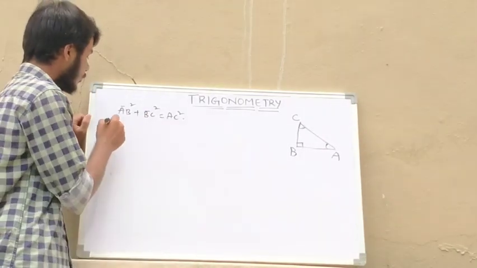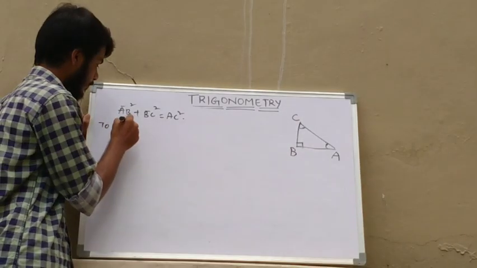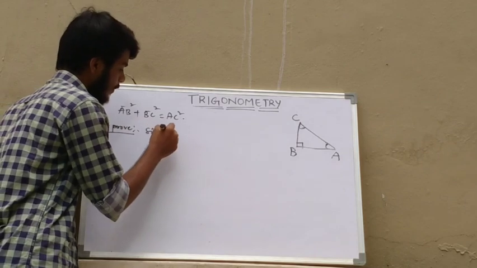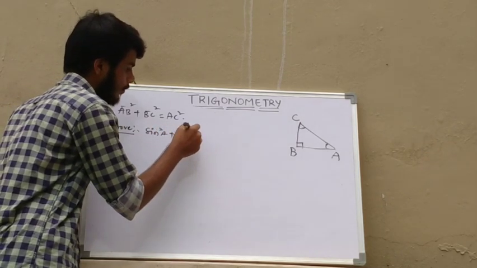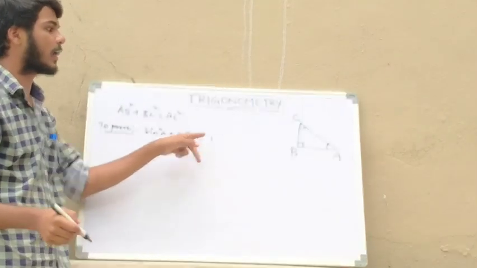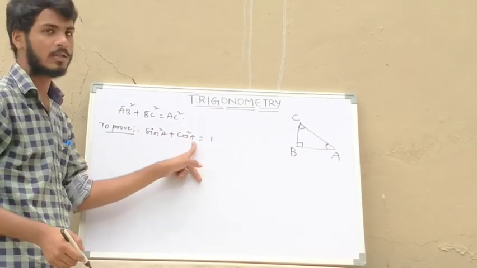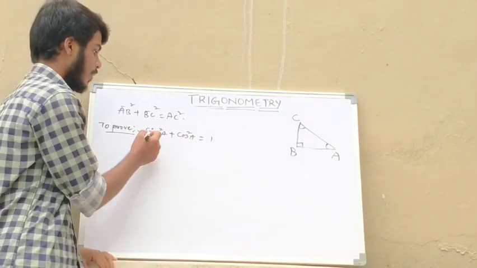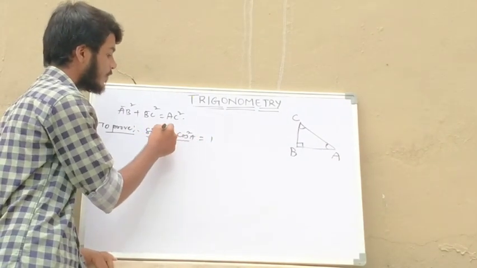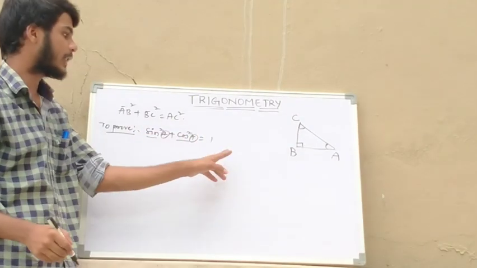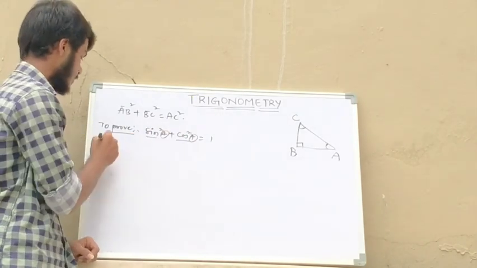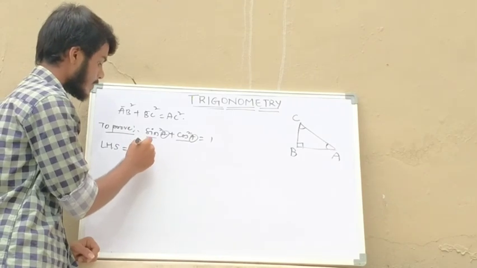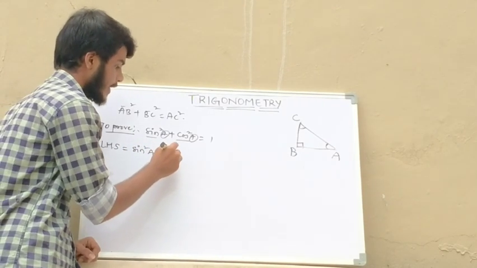So what we need to prove? Sin square A plus cos square A equal to 1. Not only in case of A, you can take sin square B plus cos square B, sin square C plus cos square C, it is always 1. The ratio will be different, but the angle should be the same, so you will get the answer 1. So what is the LHS? Sin square A plus cos square A.